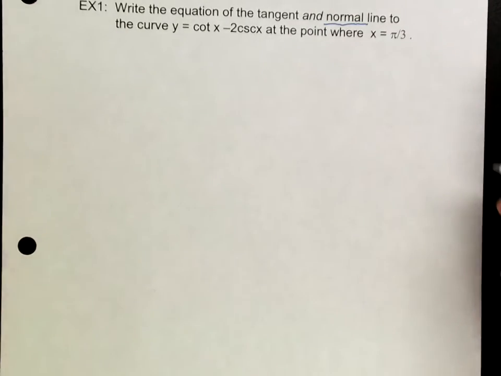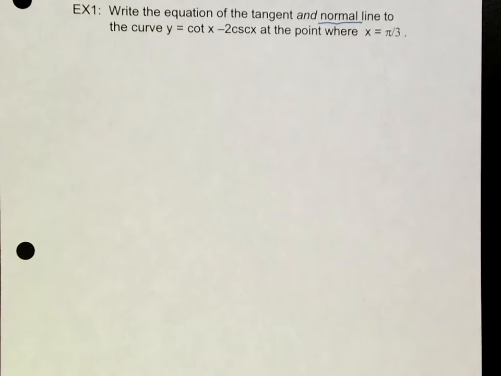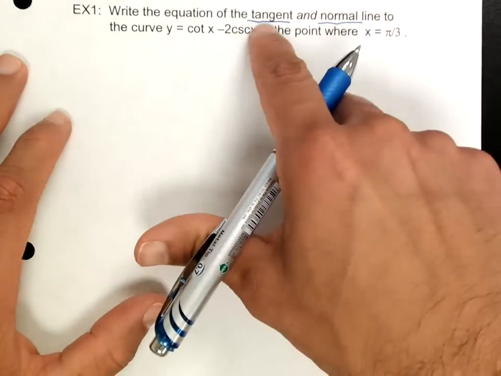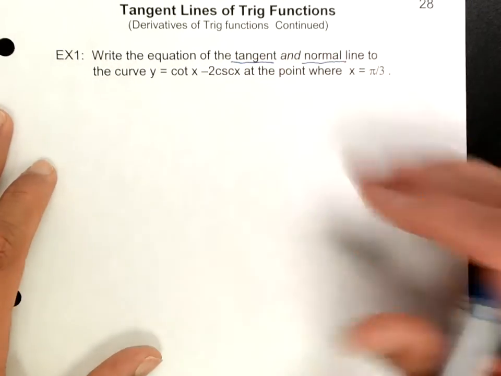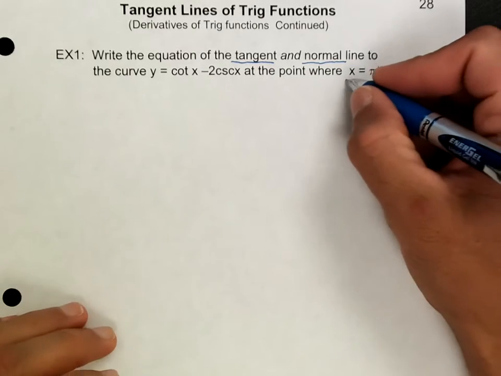To the curve y is equal to cotangent x minus 2 cosecant x at the point x is equal to pi over 3. Okay, so don't forget that I've talked about this in class, but remember that the normal line is perpendicular to the tangent line. So the normal line is perpendicular to the tangent line, which means the slope would be its negative reciprocal.